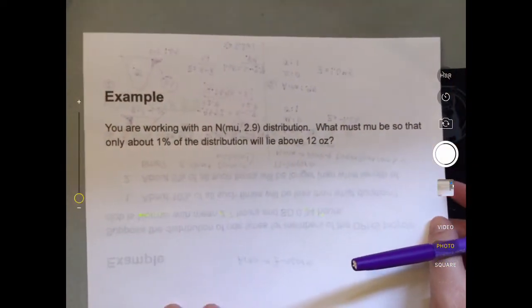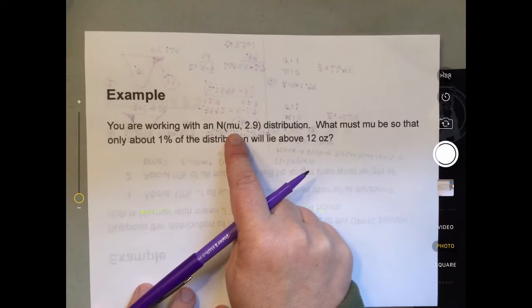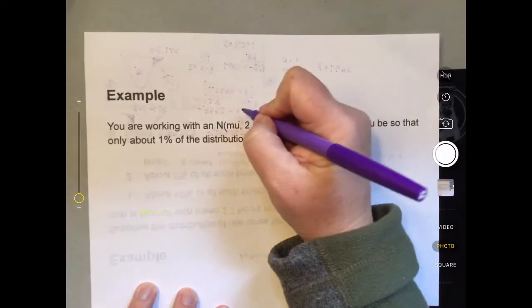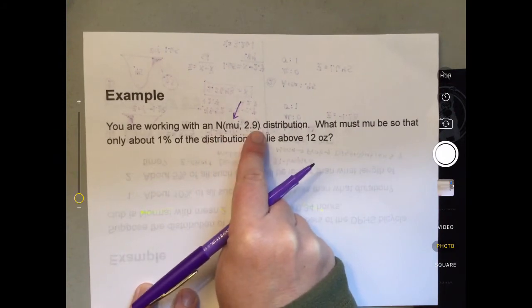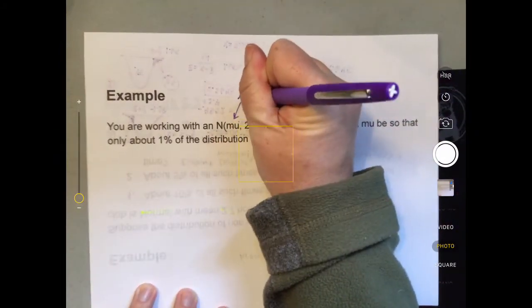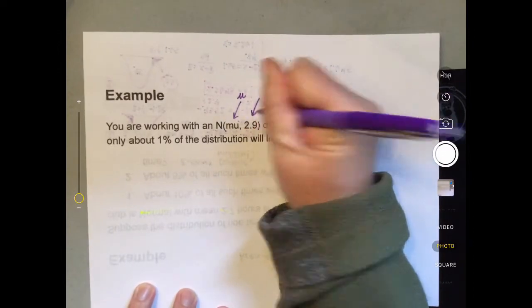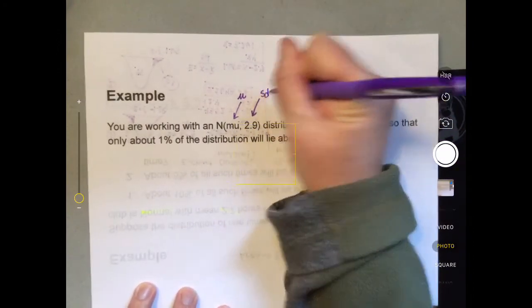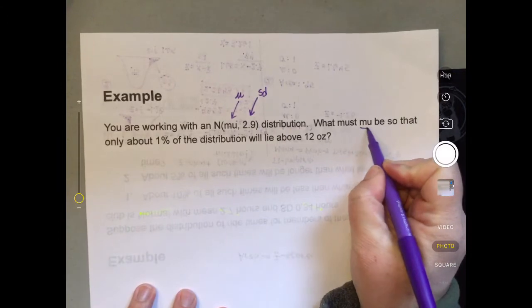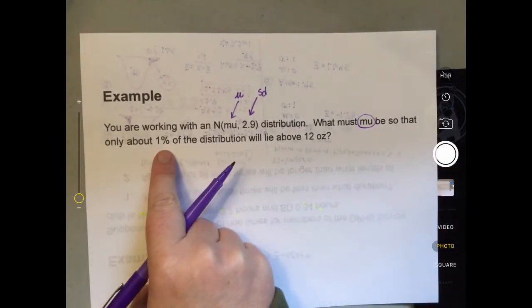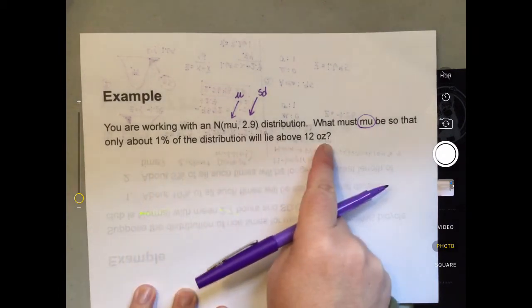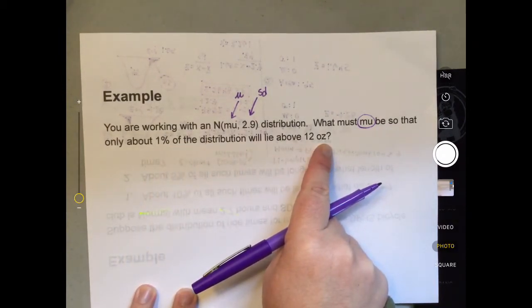next we have another example where we're not looking for x, we're actually looking for mu, okay? Remember that if you see this N and then 2 numbers after it, mu is always going to be first, followed by, well, what is this number? Your standard deviation. We're looking for mu. What must mu be so that only 1% of the distribution will lie above 12 ounces?